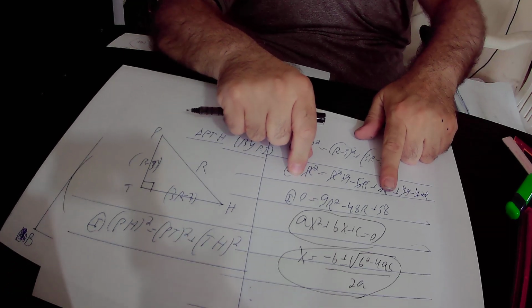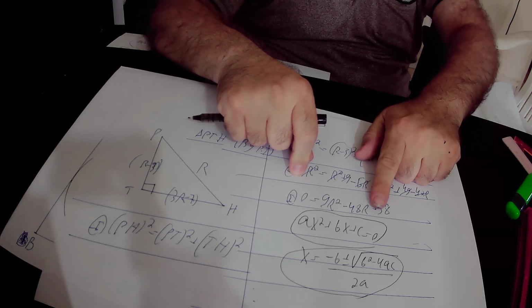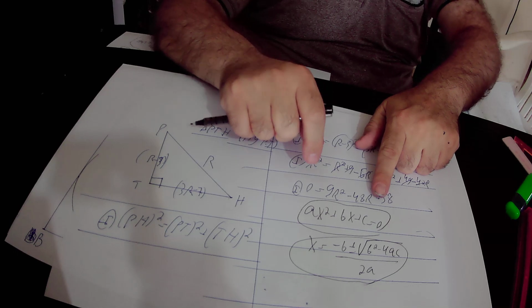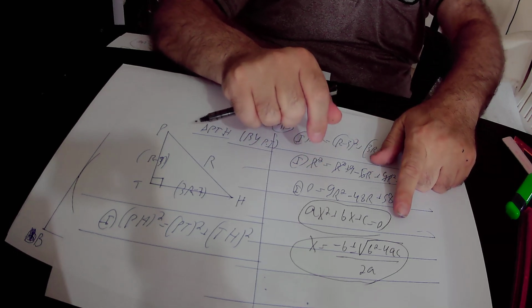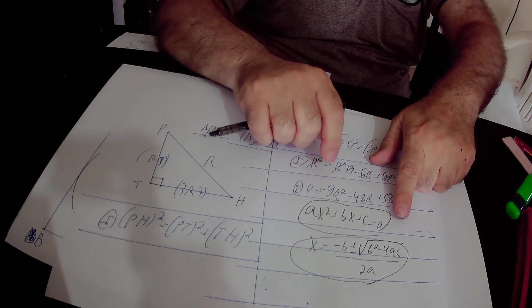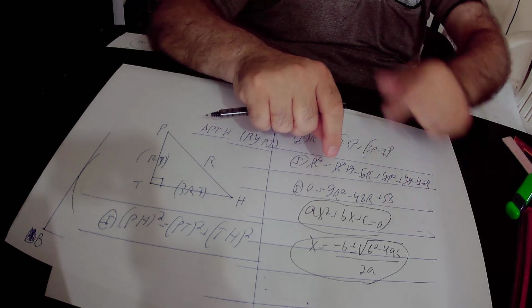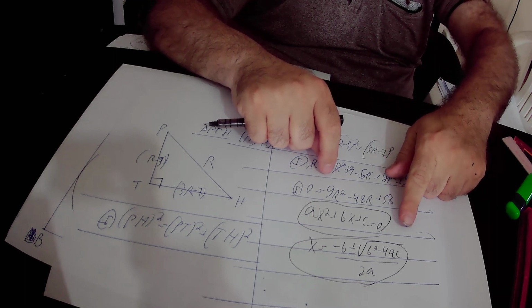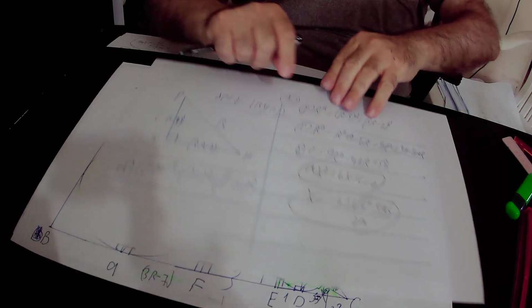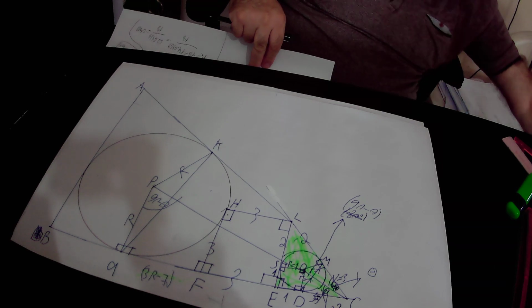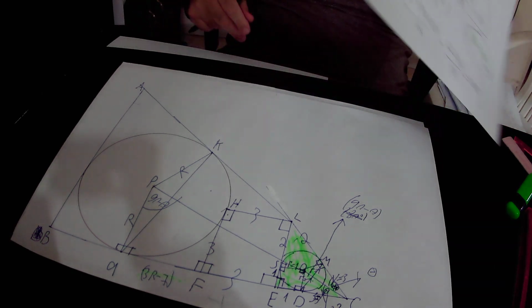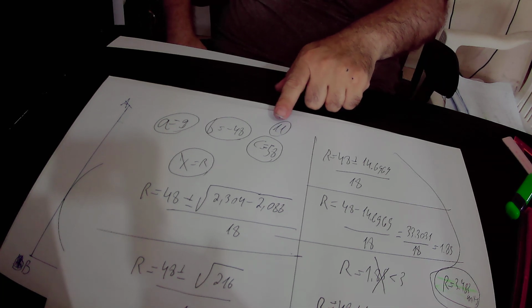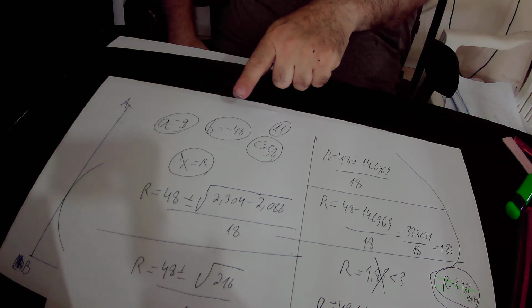The general form of a quadratic equation is ax squared plus bx plus c equals 0. A, b, and c are the coefficients of the quadratic equation, and x is the variable that we are looking for. And we find the value of x according to the following formula: x equals minus b plus minus square root of b squared minus 4ac, over 2a. In our specific quadratic equation, the coefficient a is equal to 9, the coefficient b equals minus 48, and the coefficient c equals 58, and the variable that we are looking for is r.